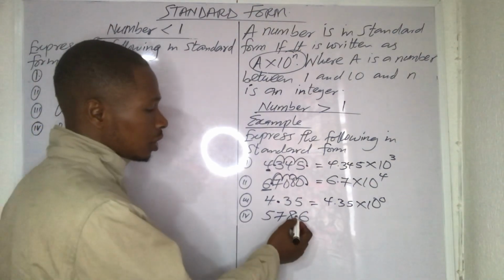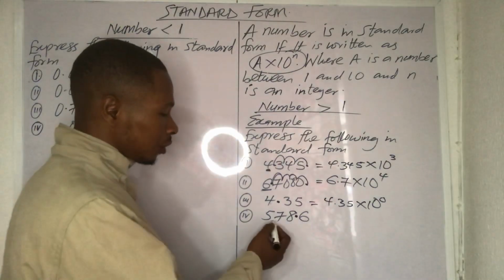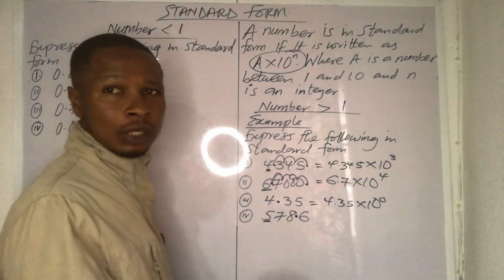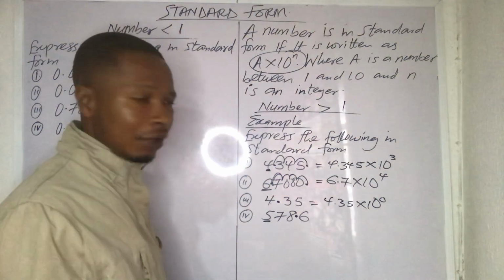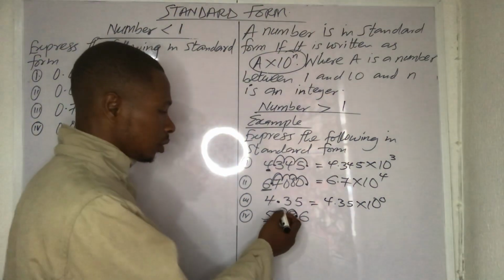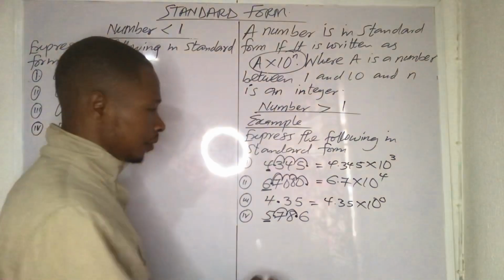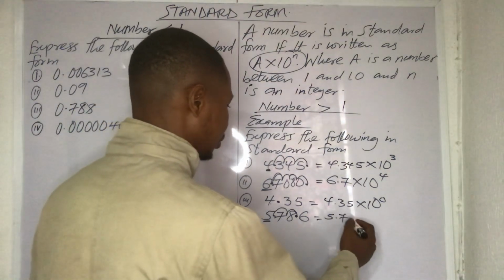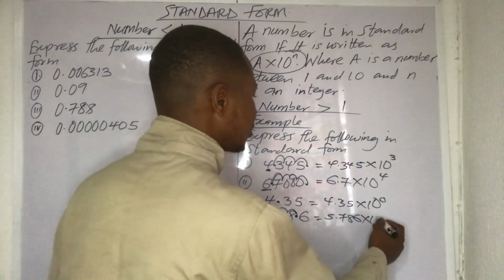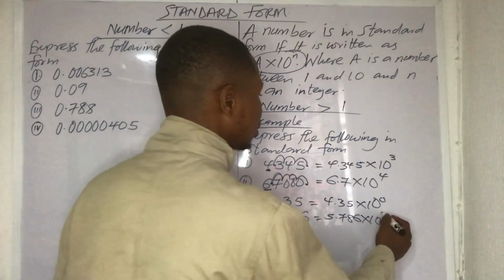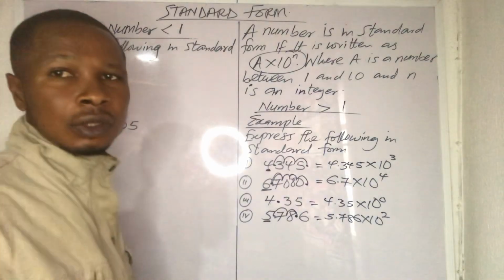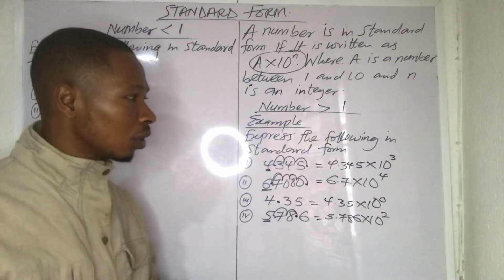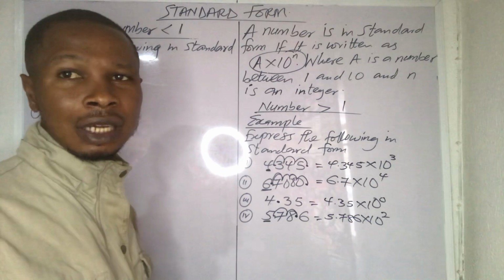The point in this case is here, and the first non-zero digit is 5. So the point is supposed to move to the front of the 5. So you have 1, 2. It moves 2 times. So in this case, this one in standard form will be 5.786 times 10 raised to power 2. So these are examples of numbers that are greater than 1.